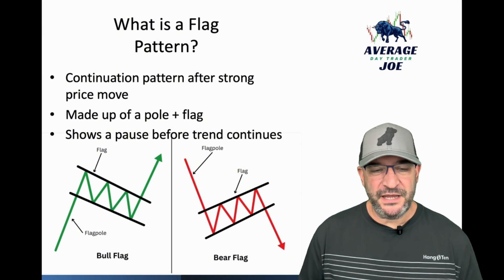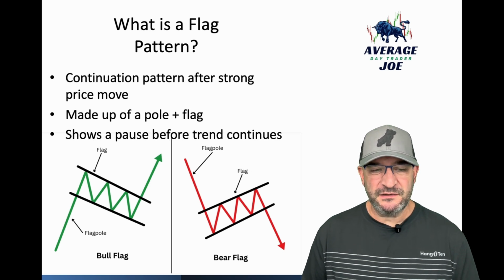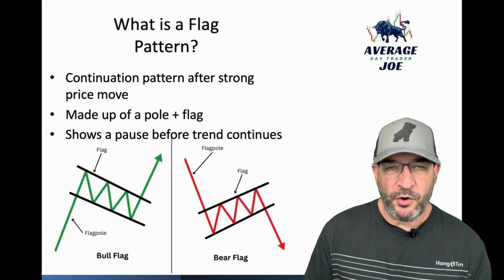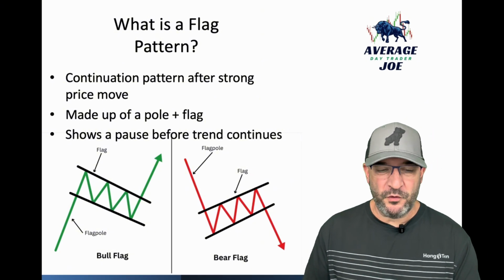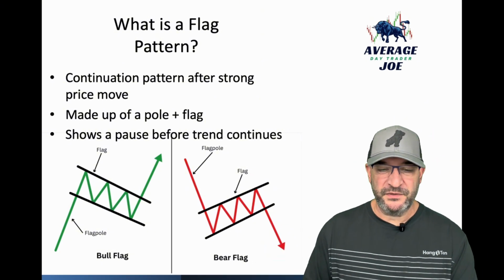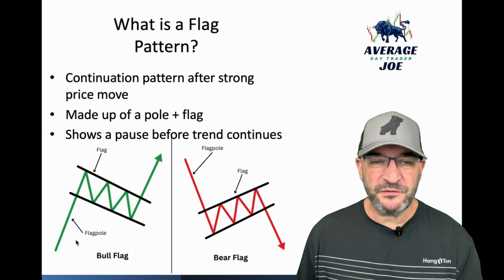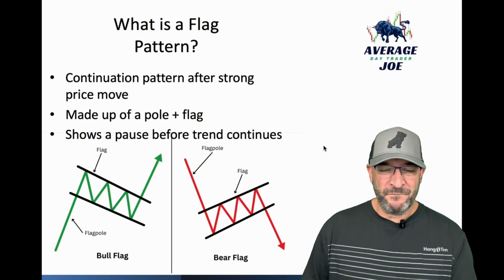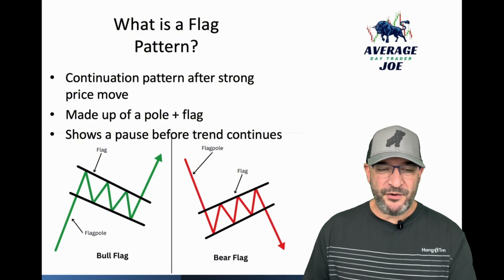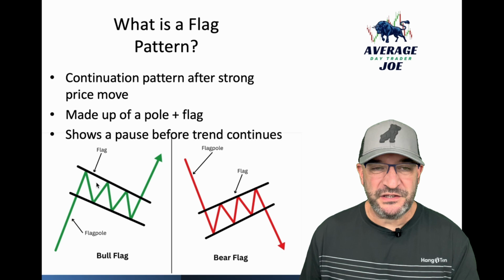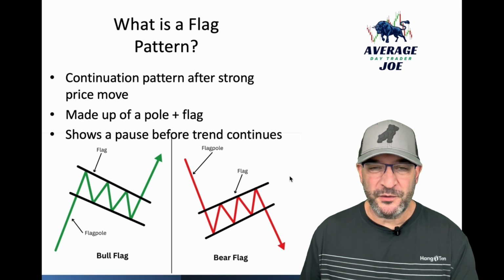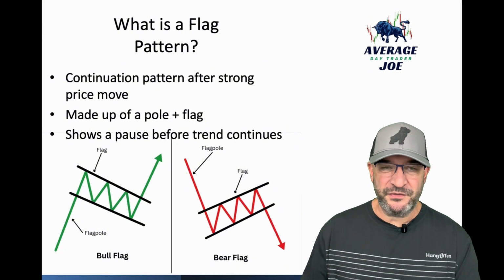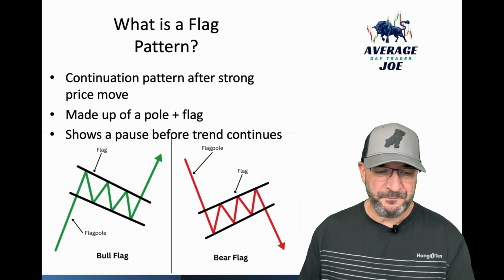A flag pattern is a short-term consolidation that happens after a strong price move. Think of it like the market is taking a breather before continuing in that same direction. The pole, which you can see in this visual, the pole going up and the pole coming down, is the strong move up or down indicator. And the flag, which you see here, going this way or going this way, is the sideways or slightly slanted channel that forms right after the flagpole.